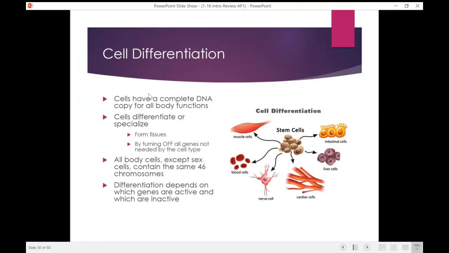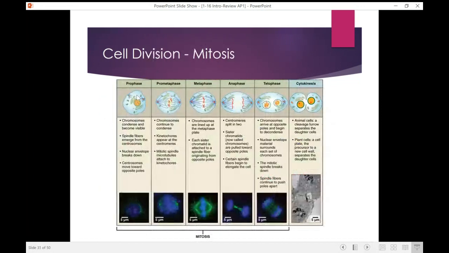All body cells, except your sex cells, which are the sperm or the egg, are going to contain the same 46 chromosomes. What about sex cells? Well, they have to contain half, right? So you get half from your mom, half from your dad. So sperm has half of your dad's DNA, and eggs have half of the mom's DNA. Differentiation is going to depend on which genes are active and which are inactive. So let's just talk about cell division first.